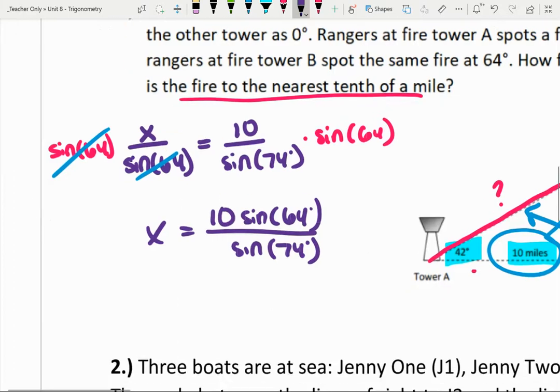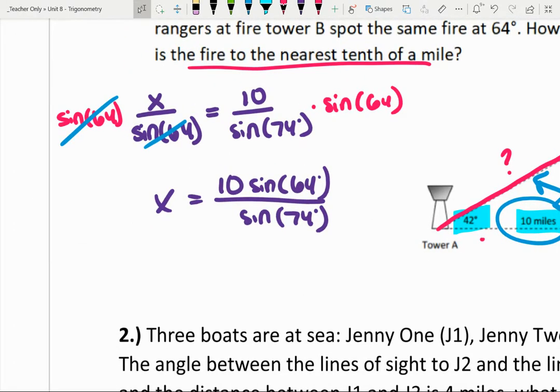And remember, you can use any scientific calculator here, either a handheld one or Desmos Scientific. Just make sure you are in degrees mode. And when you evaluate this, you get approximately 9.35, or to the nearest tenth, 9.4 miles.